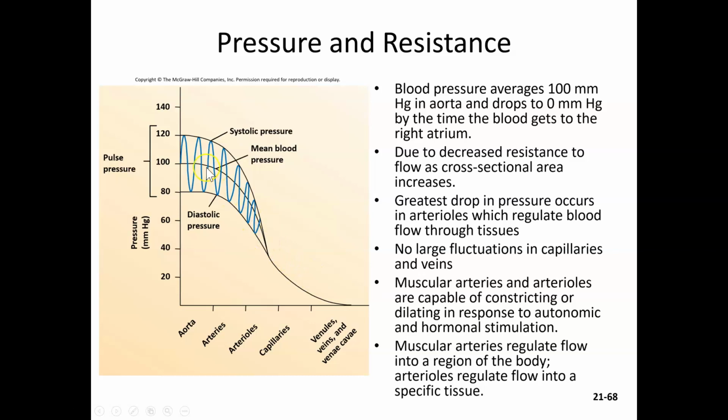So you can see that we have a lot more fluctuation here between the systole and diastole pressures. But once we get to the small arteries and arterioles, we do not have those fluctuations take place anymore. Therefore, we say that our arterioles are going to regulate blood flow through our tissues.